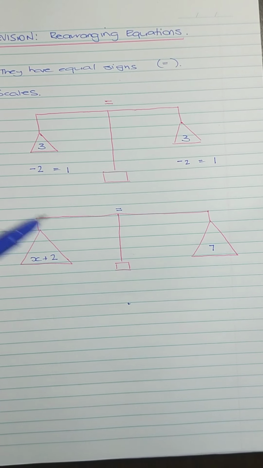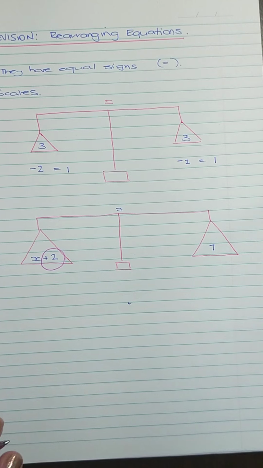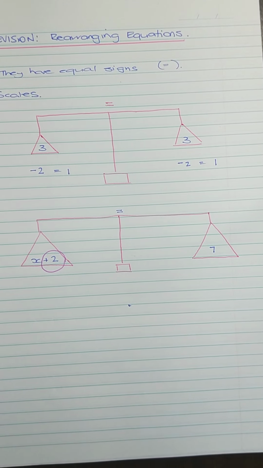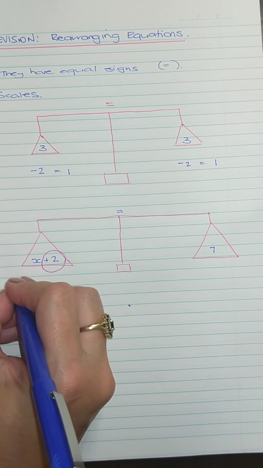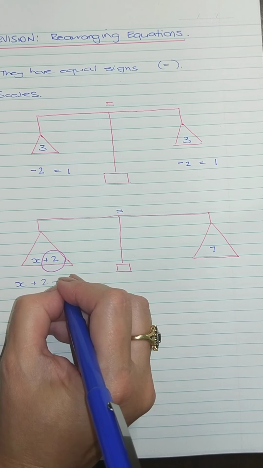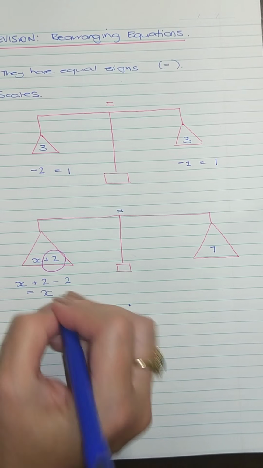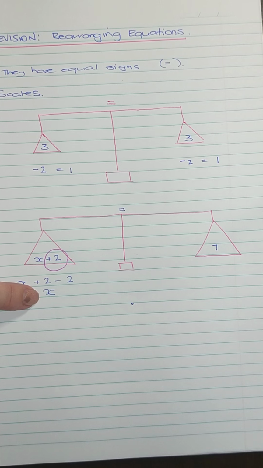So the inverse of plus 2, or the opposite of plus 2, is minusing 2. So let's minus 2 from this side of the scales. x plus 2 minus 2 is simply going to equal x, right? If you take 2 away from this side of the scales, all that's going to be left on the scales is the x. So we've got x by itself. We have isolated x, got it by itself.